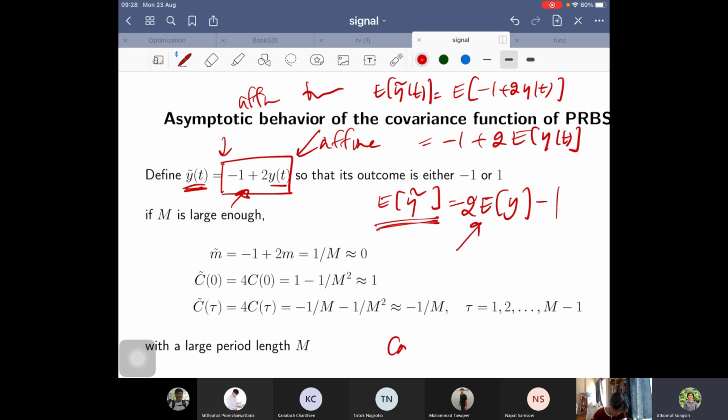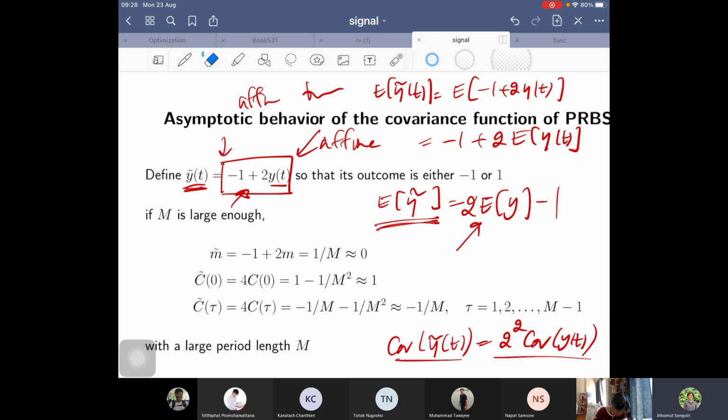What about the covariance of y tilde? My answer is that the covariance of y tilde will be 2 squared times the covariance of yt. Let me just sketch how we derive this. This is not hard. So there's going to be a factor 2, squared, here.